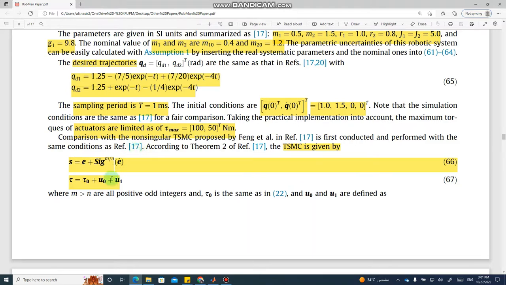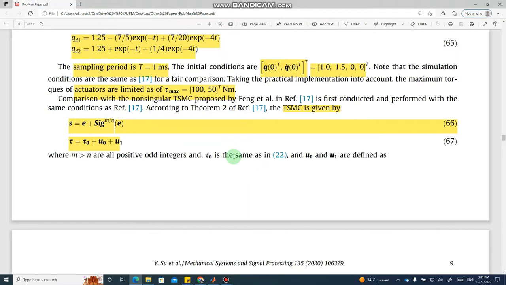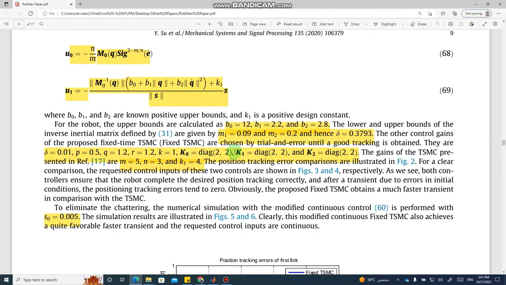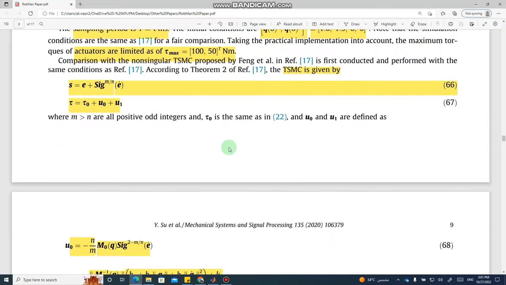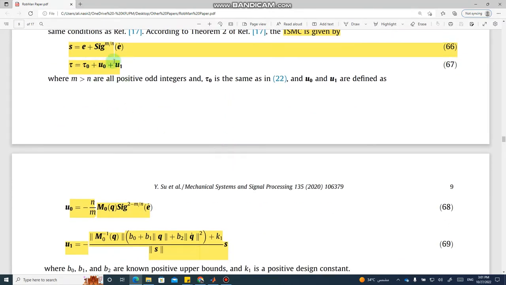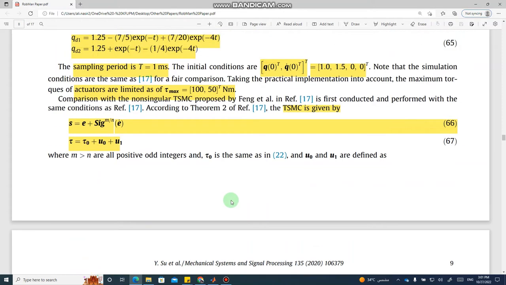I'm not going to simulate this controller. I am only interested in the controller that has been proposed in this paper. So we will be simulating only one controller, the one proposed in this paper. And later on, you can go ahead and use this video to simulate more control laws which have been simulated in this paper.